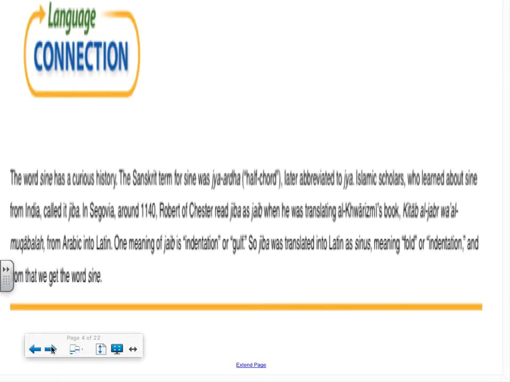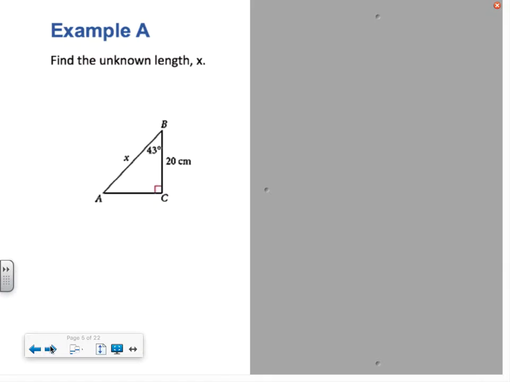Here's just a little language connection. Sine has a curious history from Sanskrit. You can read a little bit about that. I'd just like you all to know that mathematics is worldwide, used everywhere, and we all can take some pride in knowing that we have some connection to our different types of math.